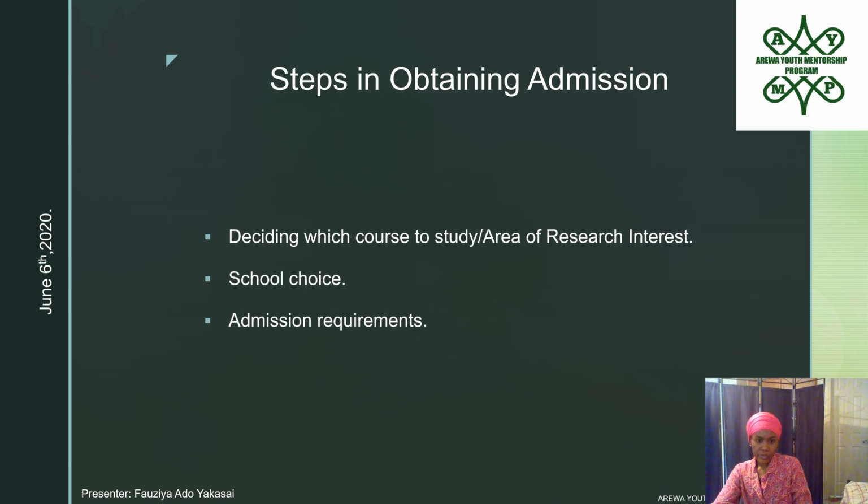Then we have the school choice, and this will depend on your research area or on the course you want to study. You can Google search, for example, universities that offer physics or biology in USA and so on. Then you have the admission requirements. After you choose the school you want to go to, you can go to their website and check their admission requirements, because most schools have different admission requirements, but I will be talking about the general requirements.